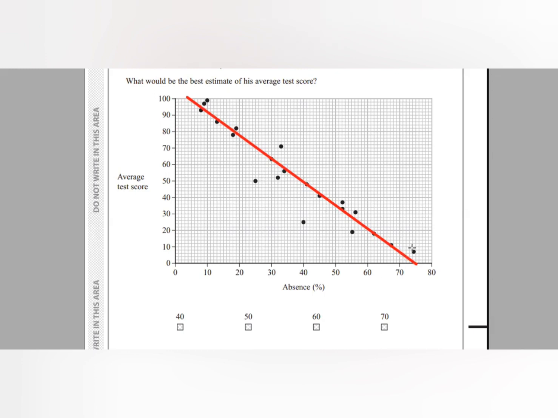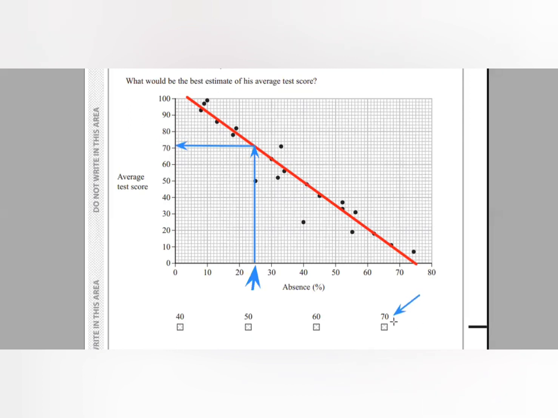We need a student with a 25% absence rate, which is here. So I'm going to go from 25%. Now, the first thing I got stopped by is this point. Can I count this point? No, I can't, because it's not on the line. I only got stopped by the line itself, the best fit line. And then I go back to the average score, and I get a 70. So the answer will be 70.